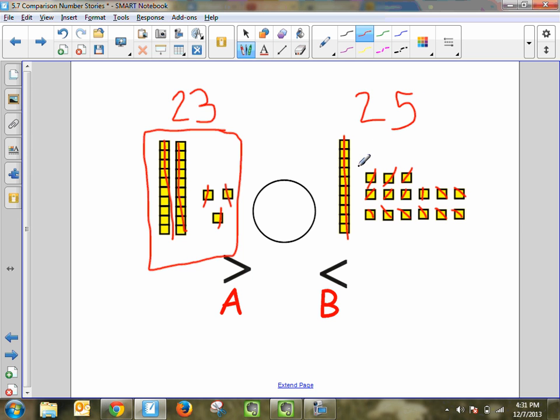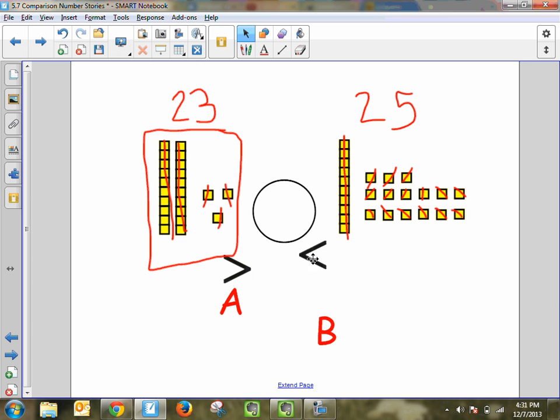So now that I have two numbers written, I can compare the number 23 to the number 25. So which symbol down below would I use to show these two numbers being compared? Would it be A or would it be B? B would be the correct answer because this alligator mouth would then eat the bigger number.